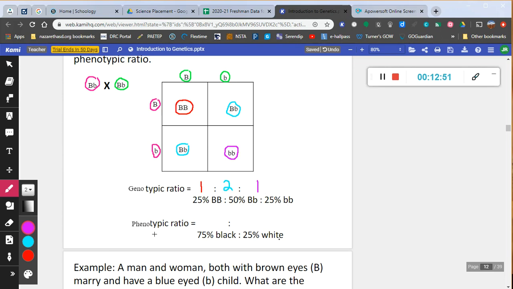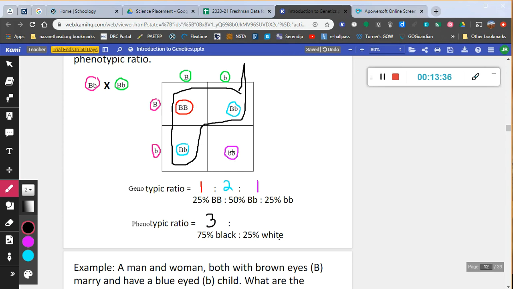Now, phenotypic ratio. Again, phenotypic ratio is asking what percentage of my offspring are going to show the dominant trait of having black fur versus the recessive trait of having white fur. Well, in this case, I'll use black here. All of the offspring that have at least one copy of the dominant gene, which is these 3 right here, the homozygous dominant and the 2 heterozygous individuals, are going to have black fur. So I'll write a 3 here.